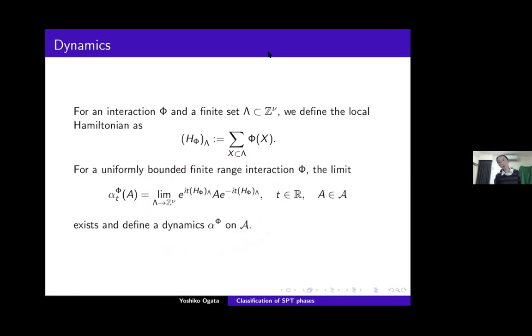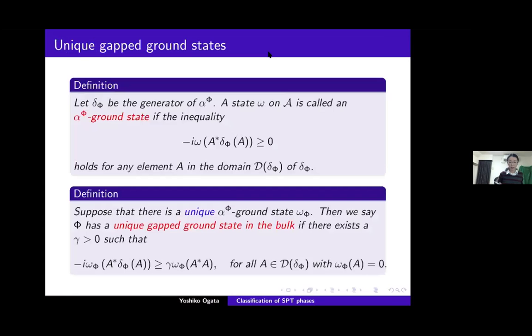So in this operator algebraic framework, we consider not the Hamiltonian, but instead of the Hamiltonian, we talk about dynamics. And the same thing happens in the definition of ground state. So we define a ground state in terms of time evolution. So let me define ground state. Let delta phi be the generator of the dynamics. And a state omega on A is called an alpha phi ground state if this inequality holds for any element A in the domain of the generator.